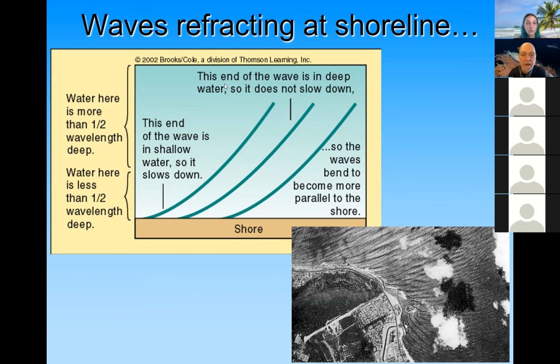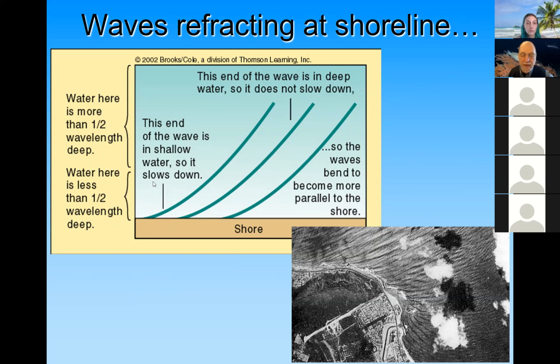So if a wave is moving along the shoreline, and the end of the wave is in deep water, so it's not being affected, because the water depth is greater than half of the wavelength, the wave continues moving along. This portion of the waves is unaffected by the shore. But as you get closer to shore, the water is less than half of the wavelength deep. Imagine a series of waves moving parallel to the shore. The deep water waves can move on. The energy is allowed to freely pass, and these waves do not slow down.